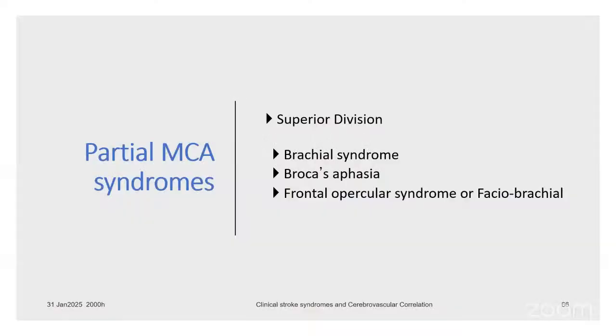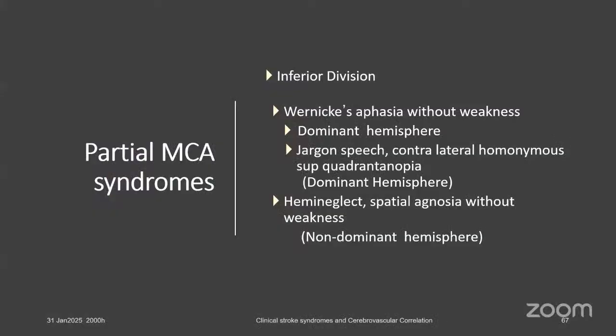Partial MCA syndromes are also known. In the superior division, you can have brachial syndrome, only facial-brachial weakness, only Broca's aphasia, or only arm weakness. In the inferior division, you can have only Wernicke's aphasia if it is the dominant hemisphere, wherein you come across jargon speech and contralateral homonymous superior quadrantanopia, which I showed you in the field defects. In the non-dominant right cerebral hemisphere, there may be hemineglect and spatial agnosia without weakness.